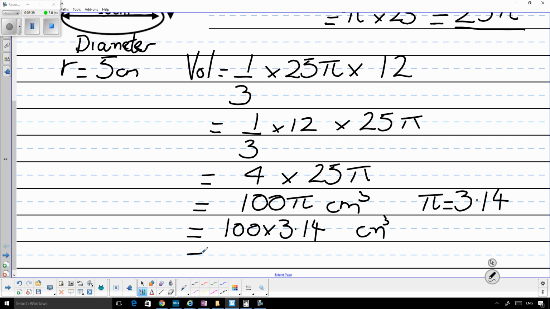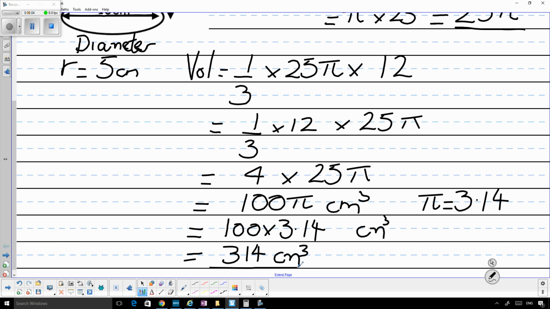And again, it's a nice sum to do this now, because I know if I'm multiplying something by 100, it's going to shift it a couple of places along to make a bigger number. So I'm going to end up with 314 centimeters cubed. Okay, there's my answer for the volume.